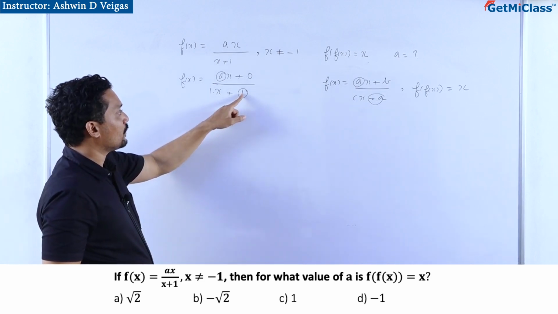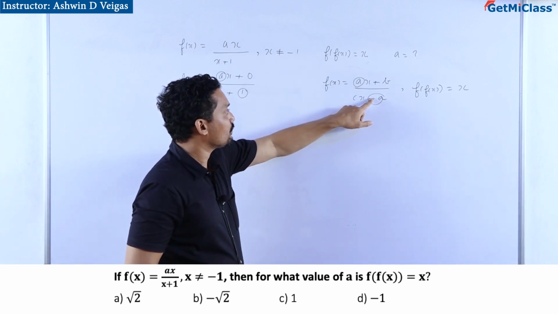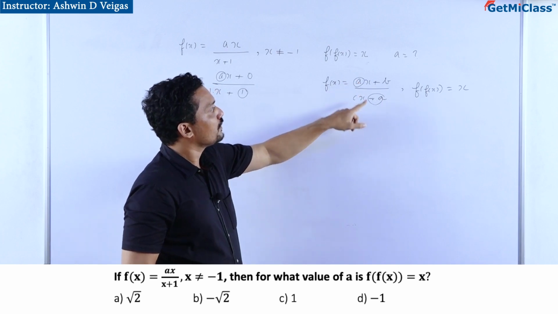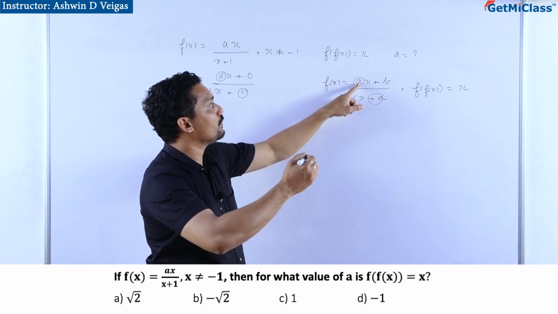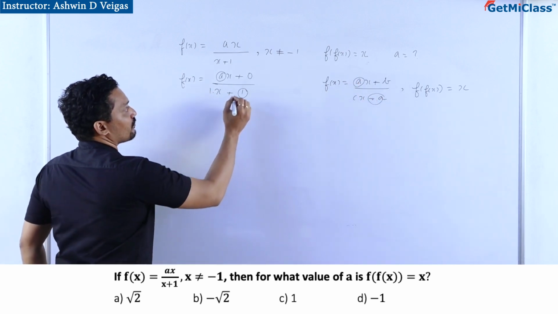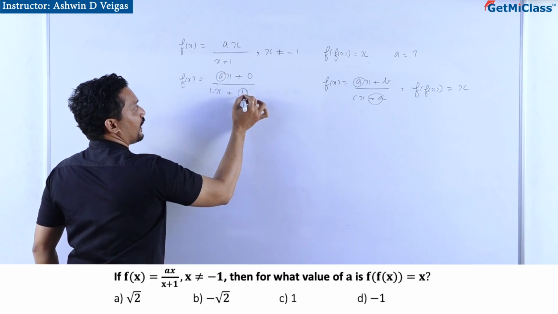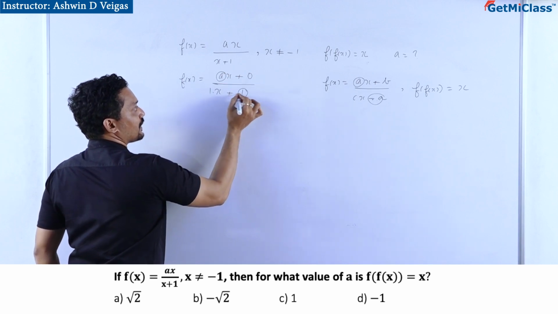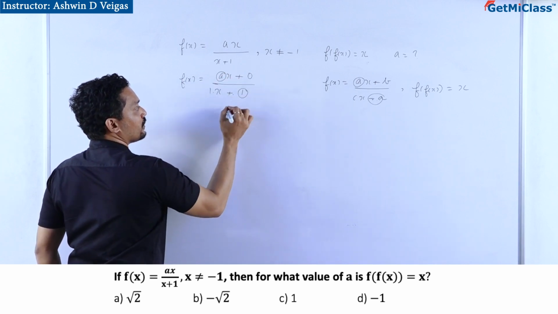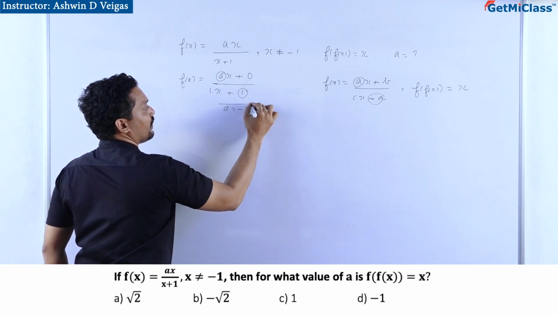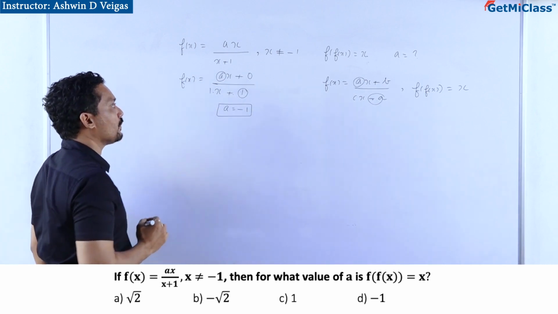Now, if this is minus a, this should be plus a. If it is plus a, this should be minus a. That is the meaning. So, since this is plus 1, the value of a should be negative of this. That means, immediately we can say the value of a is minus 1.